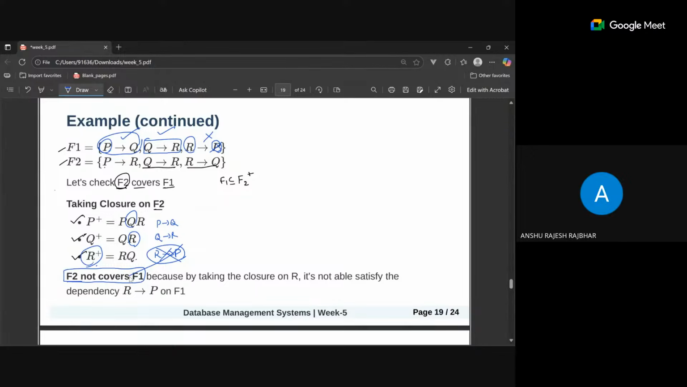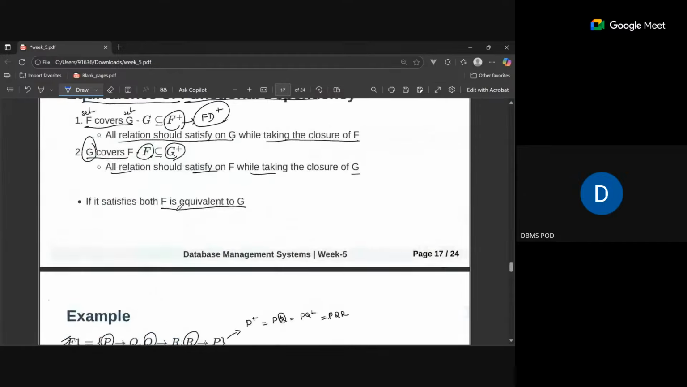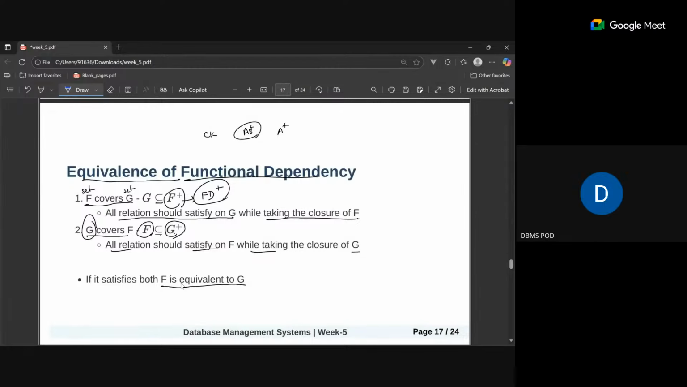If F1 also covers F2, and F2 also covers F1, then we can say they are functionally equivalent. F1 and F2 are equivalent. Okay.